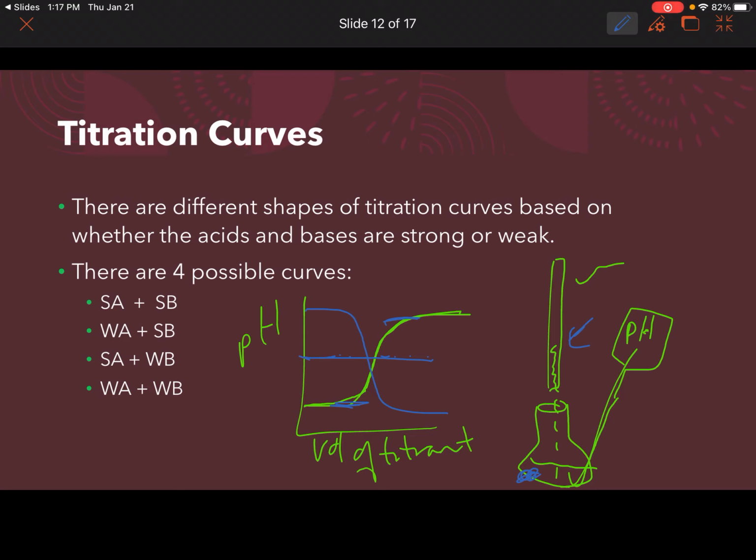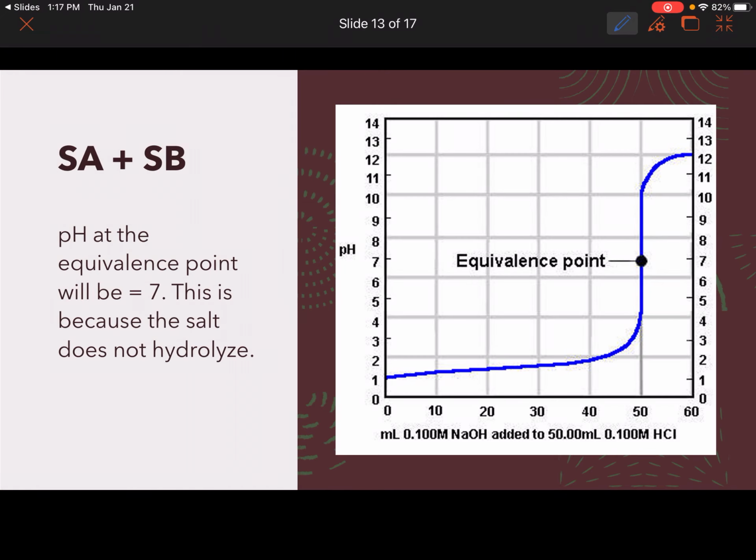Now we've got 4 possible curves to look at. So strong acid plus strong base, weak acid plus strong base, strong acid plus weak base, and then we've got the weak acid plus weak base. Okay, so we're going to go through each kind.